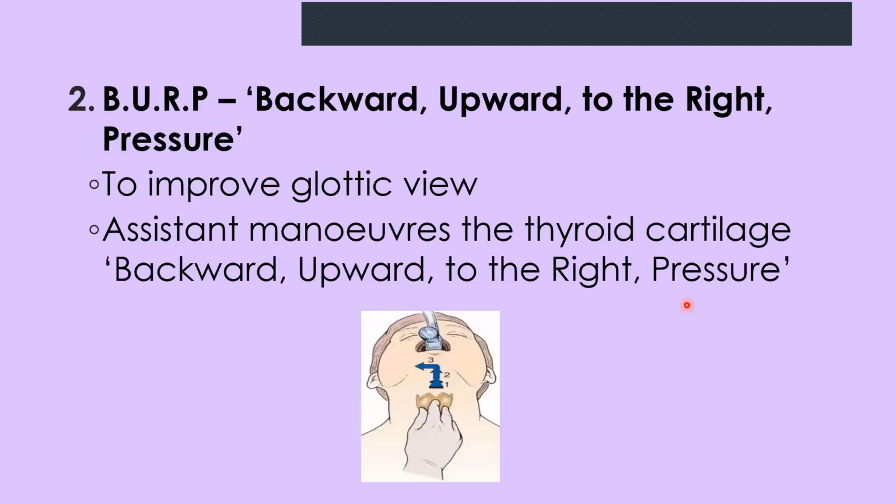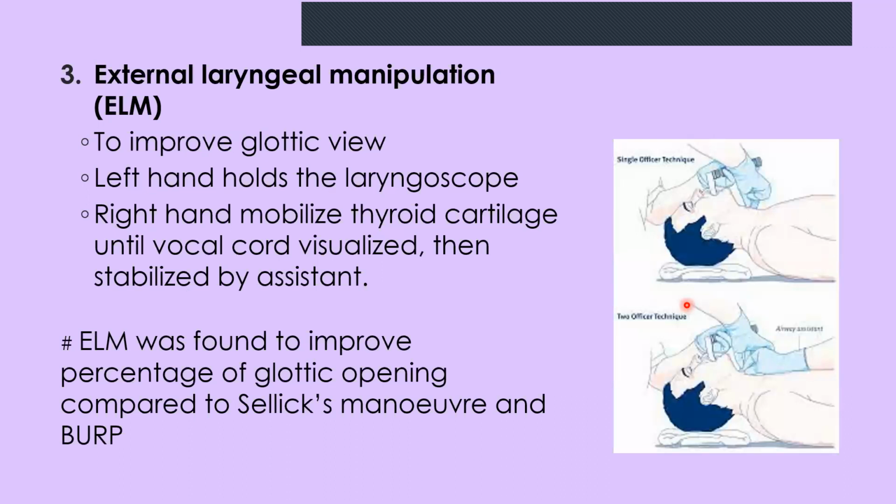The second technique is BURP, backward, upward, to the right pressure. It is to improve glottic view, where the assistant maneuvers, dia yang assistant yang buat lah, apply pressure on the cartilage and pushes macam tadi lah. Tapi tak buat. You buat ke tak? Tak buat. So the last technique is external laryngeal manipulation, where the intubator buat sendiri lah to improve glottic view. The left hand pegang laryngoscope, the right hand mobilize sendiri dia taruh cartilage lah until dia nampak the vocal cord.